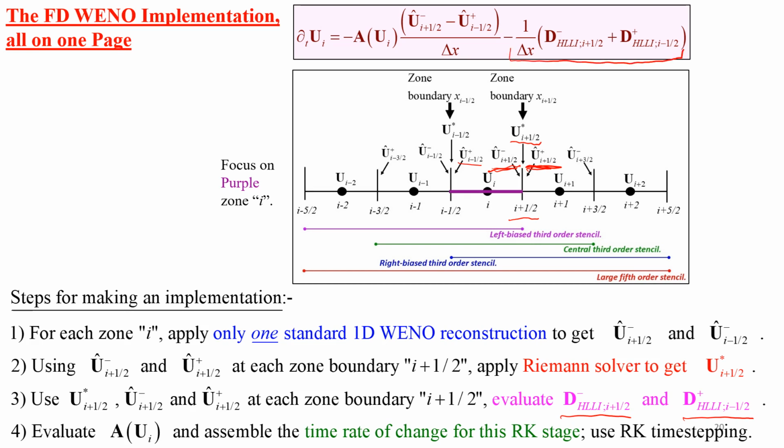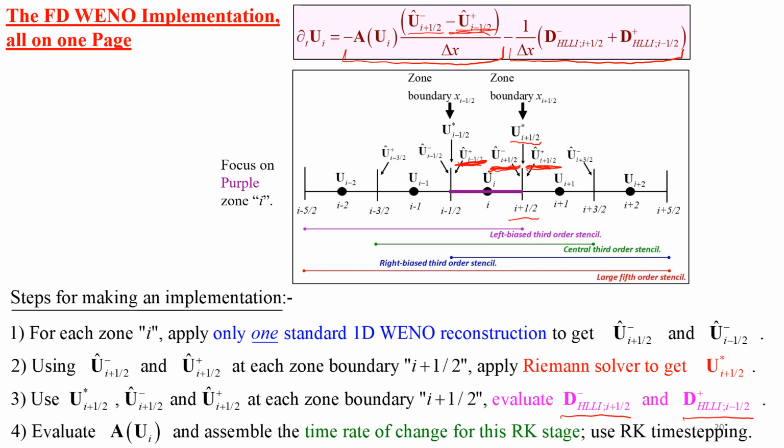This is the time rate of change from the fluctuations that are emanating from the Riemann fans. You can also obtain A of UI and multiply this with the update from the internal values within the zone itself. Notice that we have U minus of I plus a half, which is this guy, and we have U plus of I minus a half, which is this guy out here.